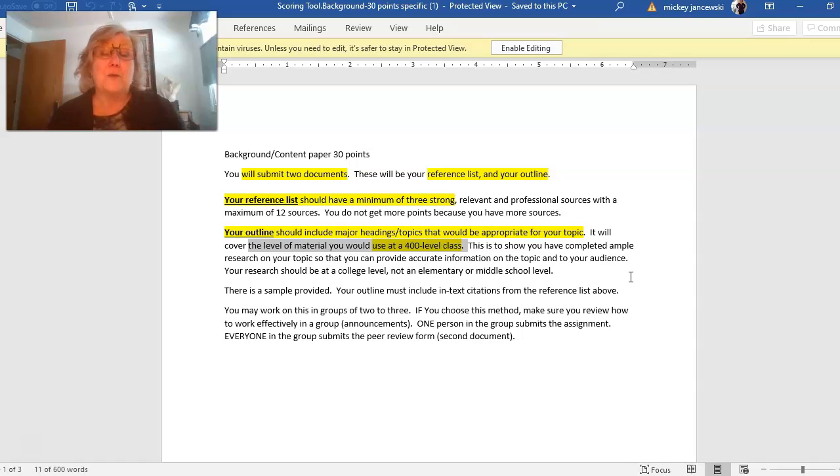Remember, you represent an organization at your internship, and at this point, you're representing Towson University. So what you present has to be appropriate. It has to be correct. It has to be accurate. So this is what you're doing. You're not doing it like you're doing a college level presentation versus elementary or middle school. It doesn't matter what your population is. Your information in this outline must be the information you would use to write a 400 level paper.